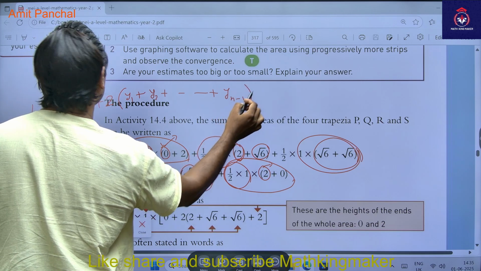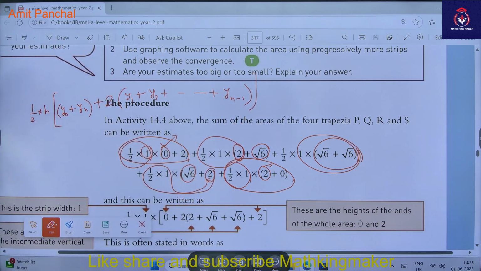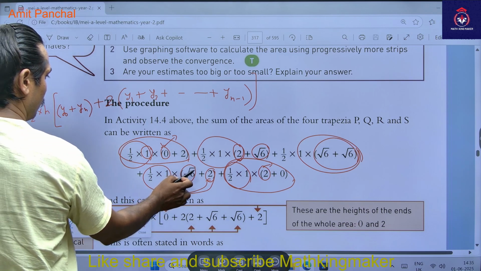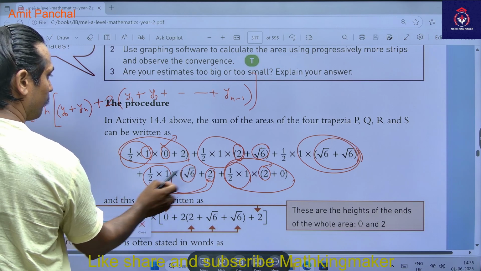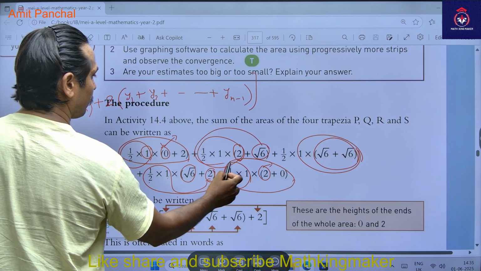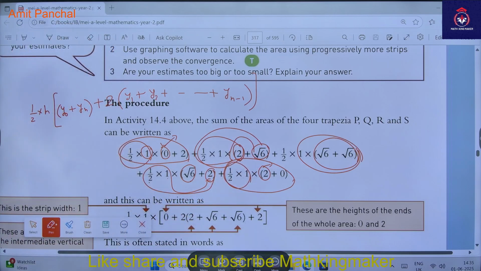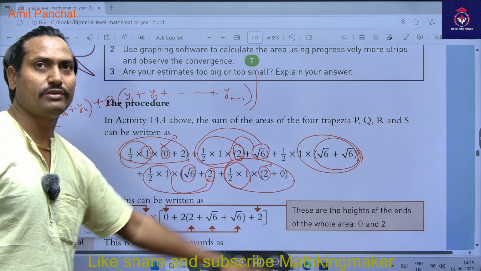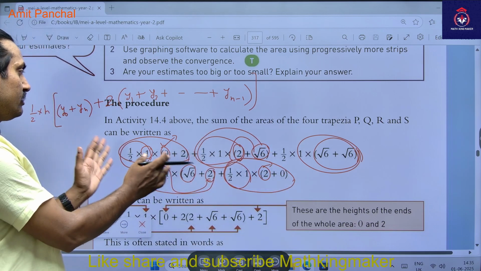If you forget it, you must remember the working. Got it? So I got how they've shortened it to half times strip width, but why is it twice middles? Because I know it's repeated twice, but isn't the root 6 only repeated once? Root 6 is here, you can see. Root 6, 1.5. Root 6, 1.5. Every term is twice. Every middle height is twice.